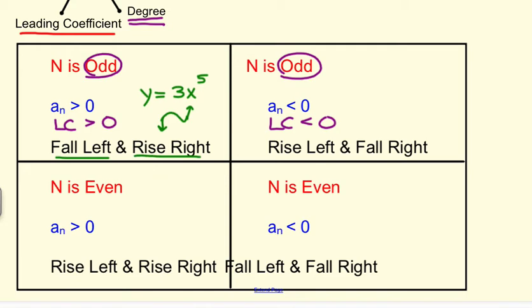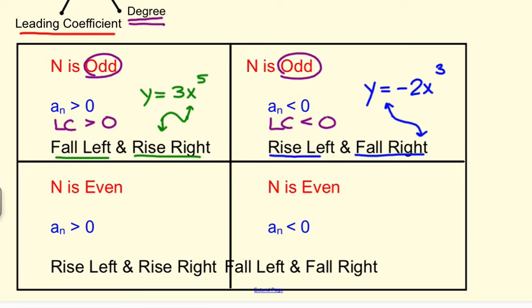In this second box, you have a degree of odd, and you have a leading coefficient of negative. So it'd be something like this: y equals negative 2x cubed. How it looks, rising on the left and falling on the right. So you're going to rise on the left, and then you're going to fall on the right. So it'll be something like that.